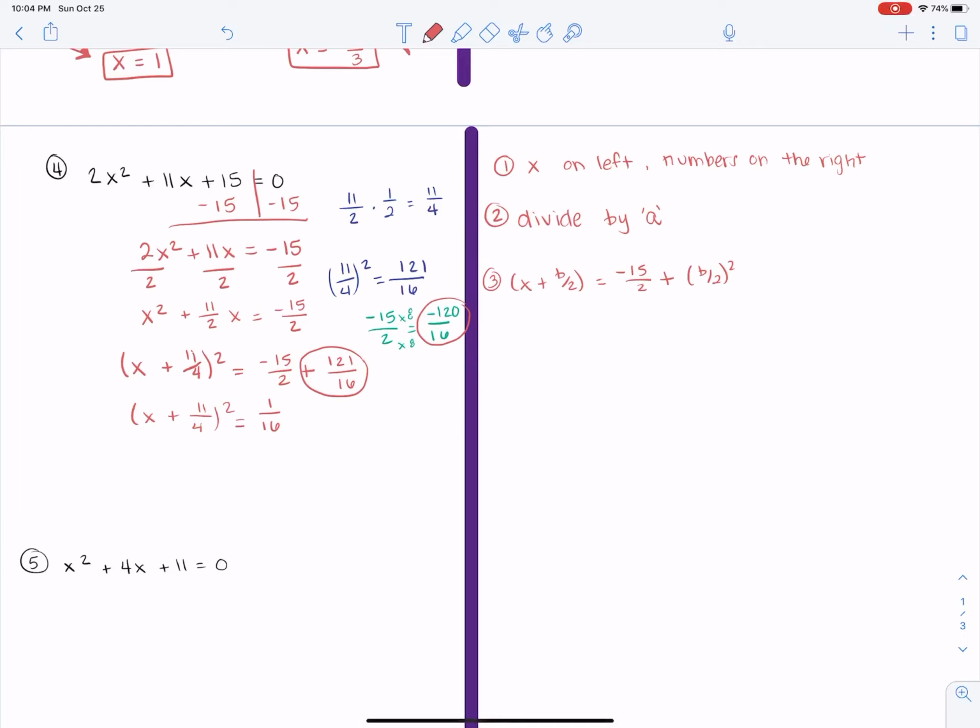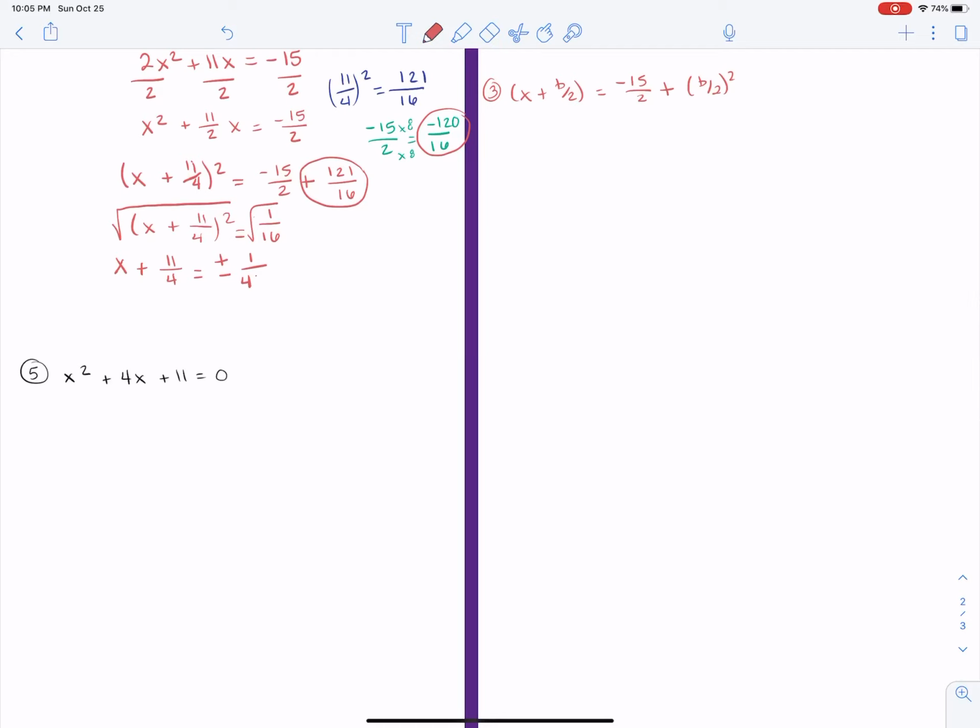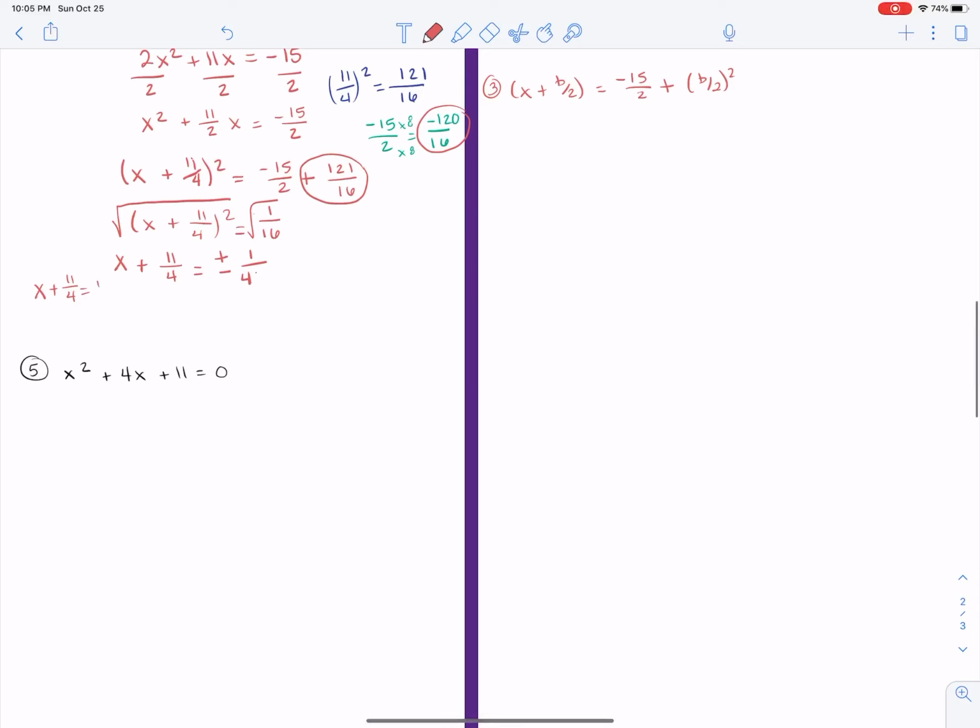I'm going to square root both sides. So x plus 11 over 4 equals the positive and negative. The square root of 1 is 1. The square root of 16 is 4. Okay, so now split it up. I have x plus 11 over 4 equals, let's write this a little smaller, sorry. X plus 11 over 4 equals 1 over 4. So minus 11 over 4.